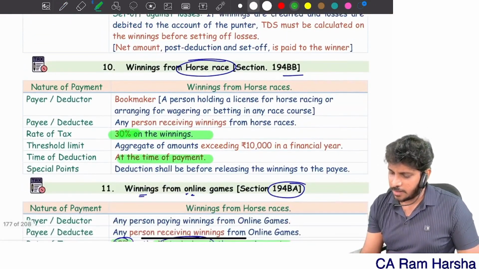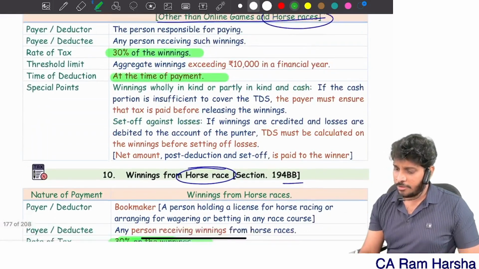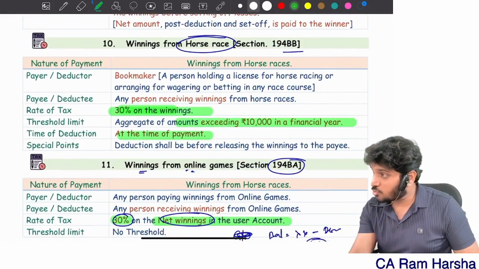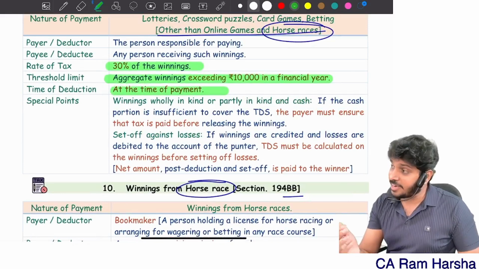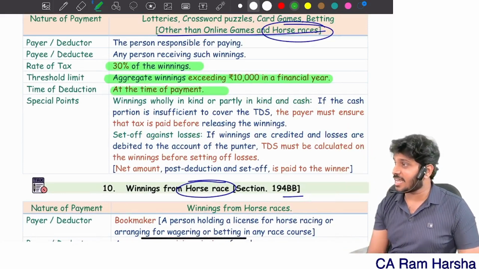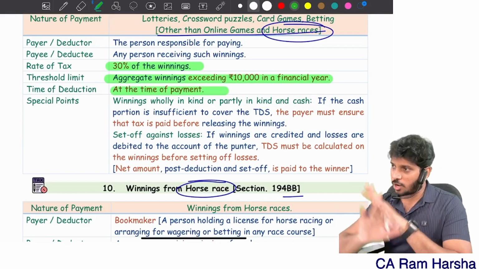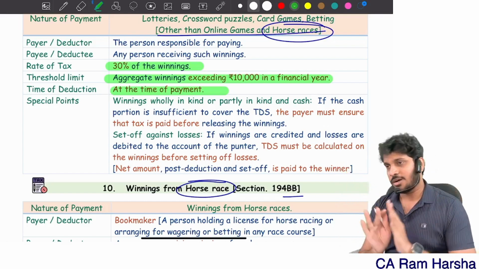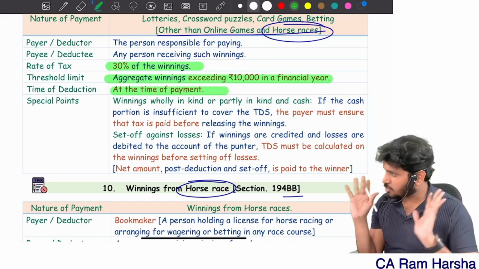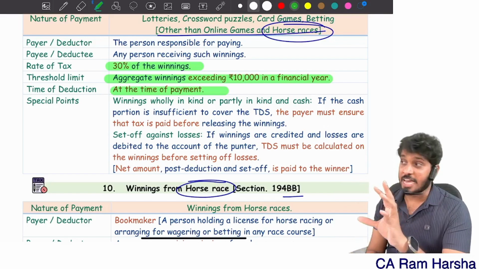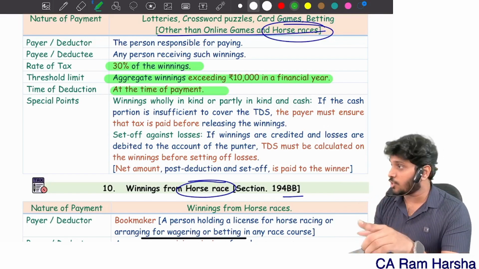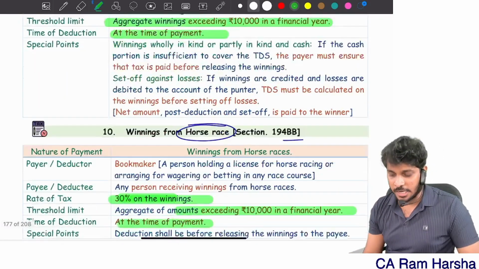Rate of TDS, 30%. For horse races, you have a separate 10,000 threshold limit in a year. For the remaining winnings, you have a separate 10,000 threshold limit in a year. If the amount crosses 10,000, then 30% TDS on the full amount. Clear? Easy. There is not much complication in B and BB. BA is only somewhat confusing, which I told you now clearly. What is net winning? All that I clearly told.